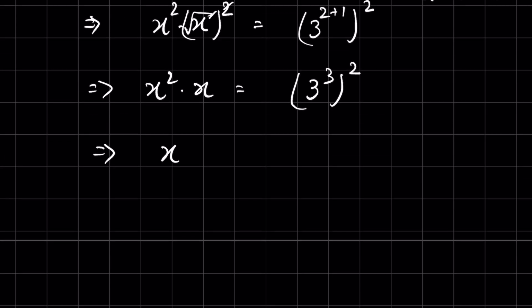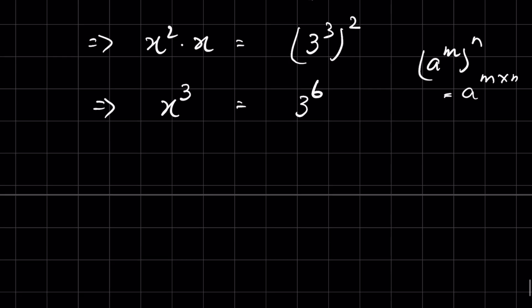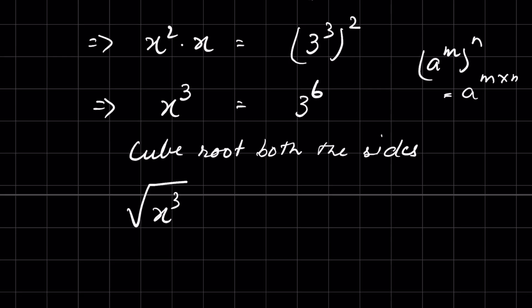or x raised to the power 2 plus 1 will be 3 is equal to 3 raised to the power 6, because when a raised to the power m whole raised to the power n is equal to a raised to the power m times n. Now let's cube root both the sides. x cube under cube root is equal to 3 to the power 6 under cube root.